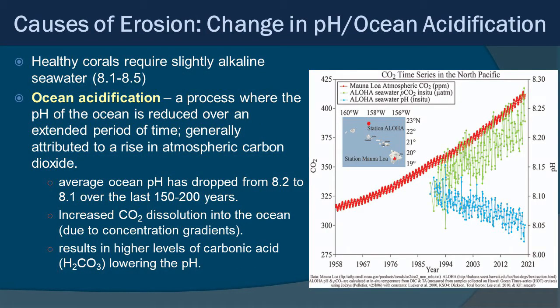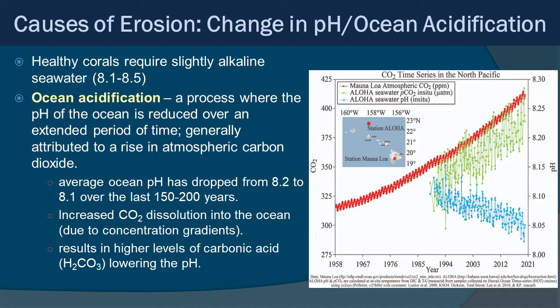Another cause of erosion can be the change in pH from what we call ocean acidification. Now, healthy corals require slightly alkaline seawater, about 8.1 to 8.5 on the pH scale. Ocean acidification is a process in which the pH of the ocean is reduced over an extended period of time, usually attributed to the rise in atmospheric carbon dioxide.